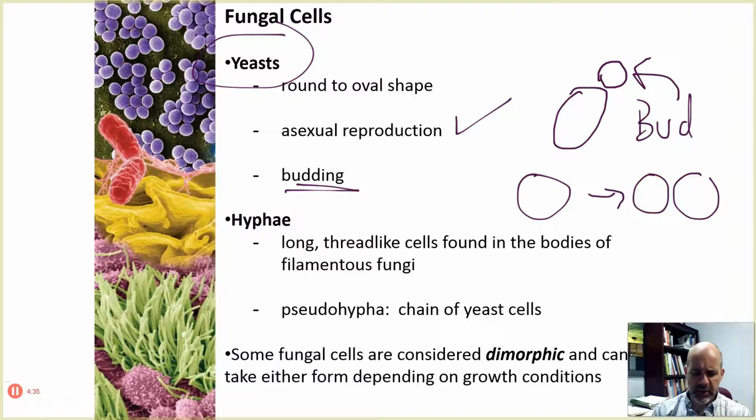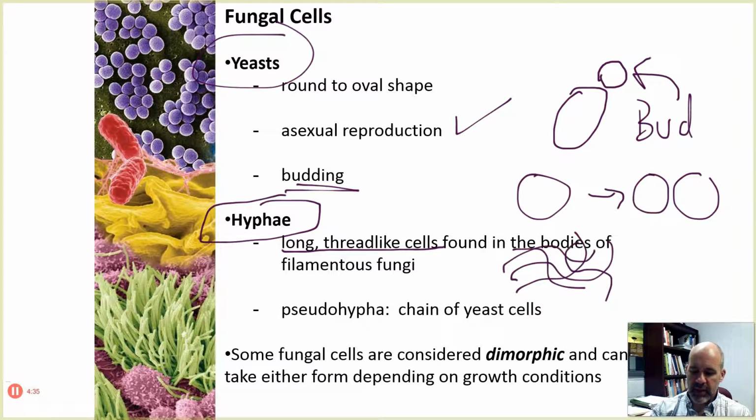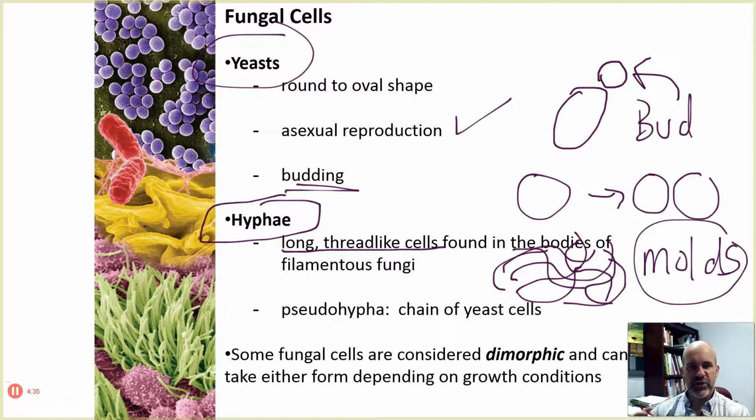Then there are structures that are called hyphae, and these are chains of long thread-like cells which exist together in chains, and they basically form a complex mass that makes up the body of a mold-type fungus. So you see hyphae with molds. So those are chains of thread-like cells.